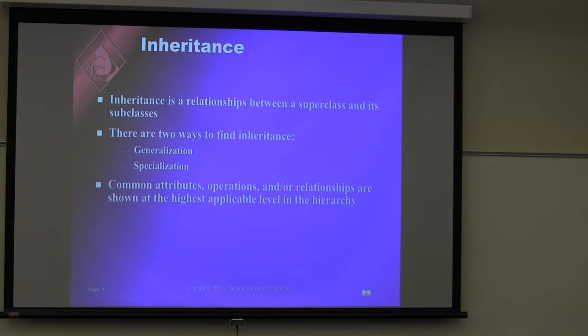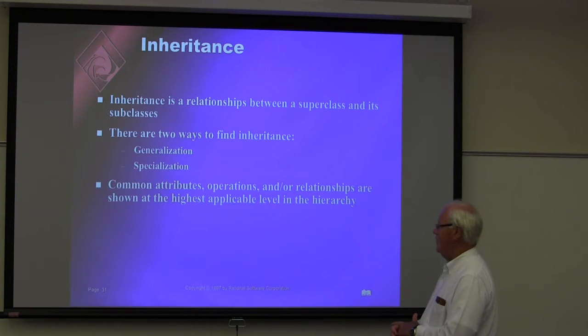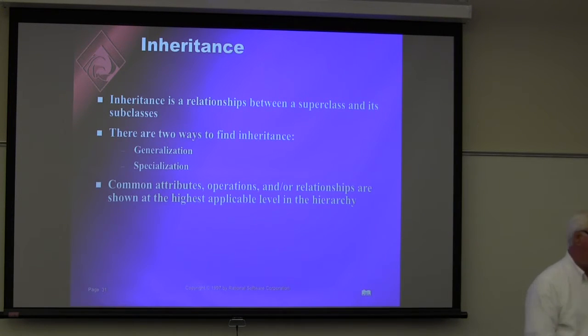So, inheritance, that wasn't complicated enough, is a relationship between the superclass and its subclasses. There are 2 ways to find inheritance, through generalization or specialization. So common attributes, operations, and/or relationships are shown in the highest applicable level in the hierarchy. So let's see if we can get a little more definition of that.